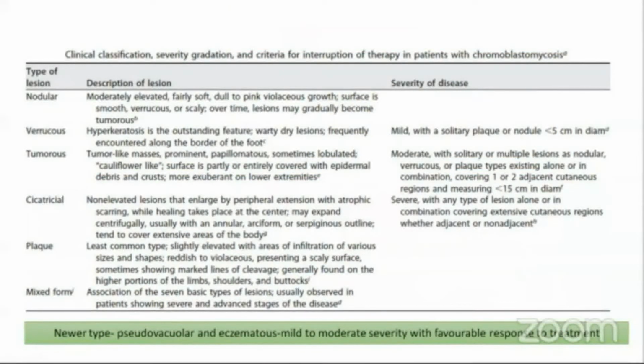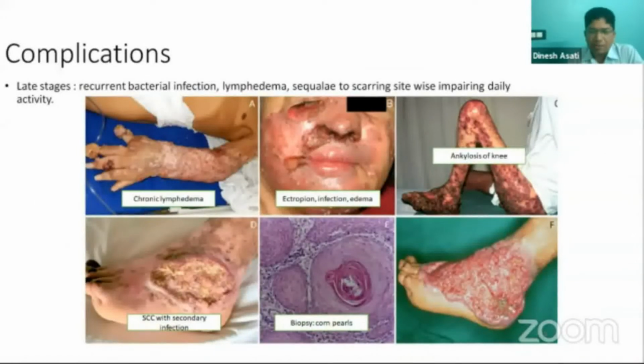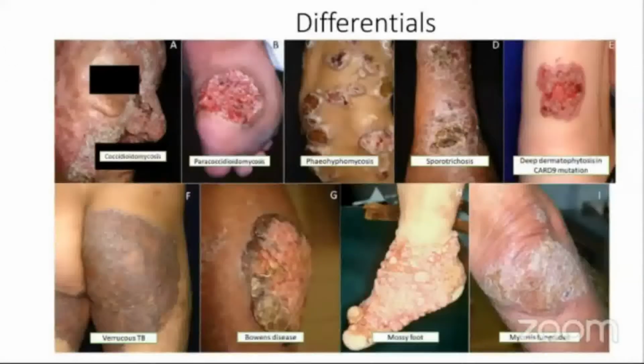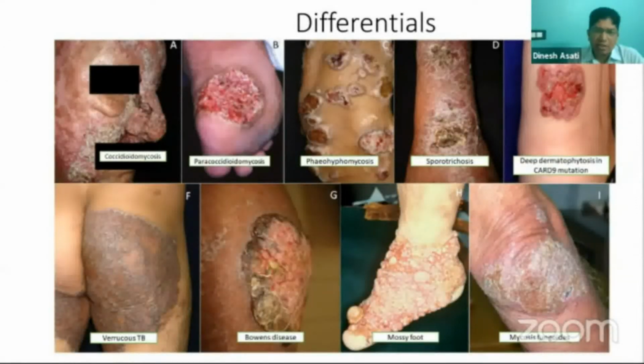Then, in the various presentations you can see that it can cause a lot of scarring. Definitely complications are possible if untreated, so it can lead to chronic lymphedema and secondary infections. Even squamous cell carcinoma can develop in the lesions, and then there are various differentials. In general, deep fungal infections have various differentials just because they are deep. Whatever is very superficial, we have more clinical signs, and whatever is deep, we have less and less clues, and many of the diseases behave with the same clinical morphology.